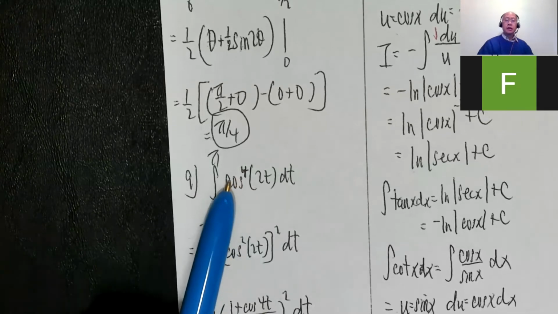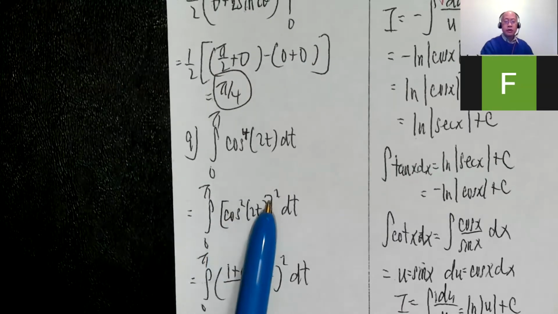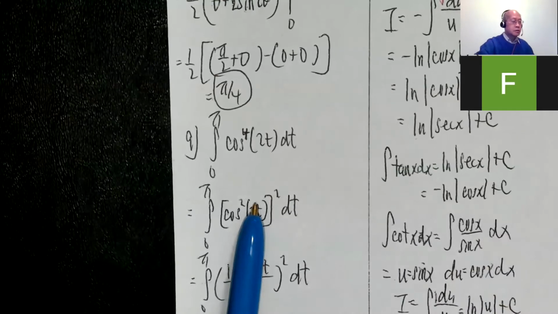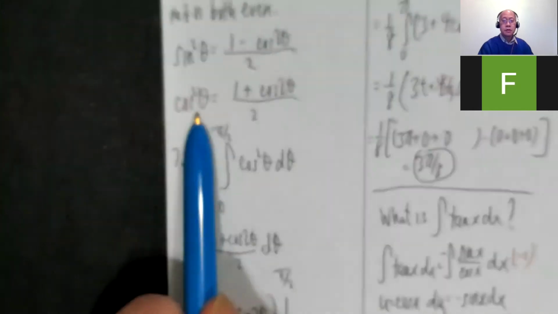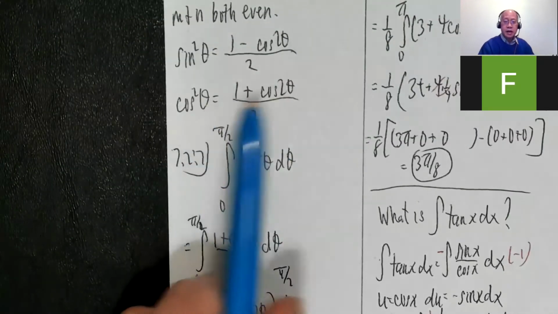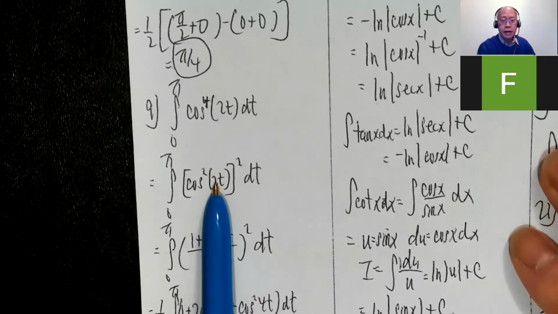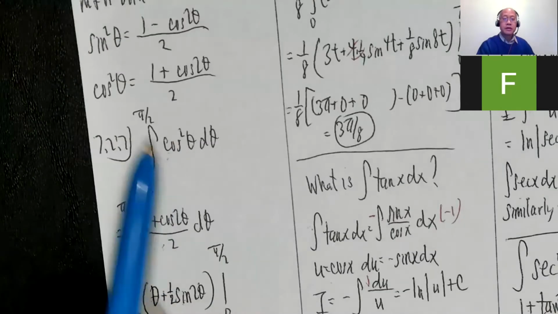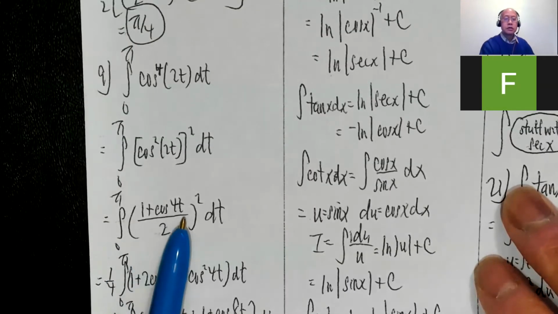So first thing I'm going to do is recall cosine to the 4th means cosine squared, right? Cosine squared 2t. And now cosine squared of something, I'm using this thing. So if I go from here to here, I double the angle. So what is double 2t? 4t. So by this formula, I'm going 1 plus cosine 4t all over 2, squared.